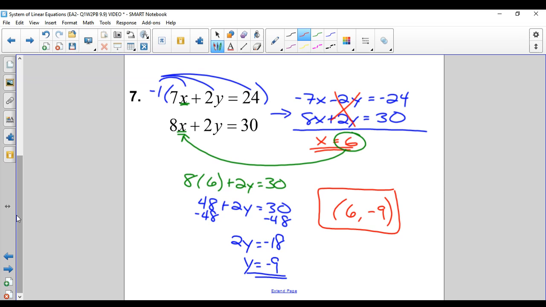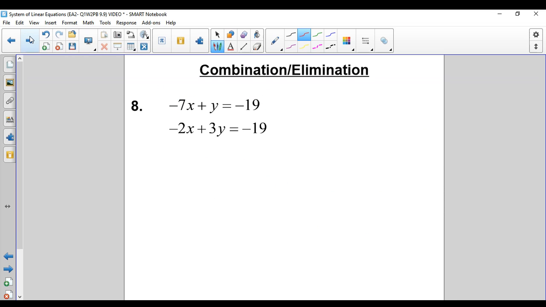So we got that. Two more with systems with combination here. This one, adding straight down as is, doesn't get us anywhere. Changing the signs doesn't get us anywhere either. Well, now we need to multiply by an actual value. So I look here, x and y. Y's look easier to cancel because all I have to do is multiply this first equation by a -3 to get that to cancel out.